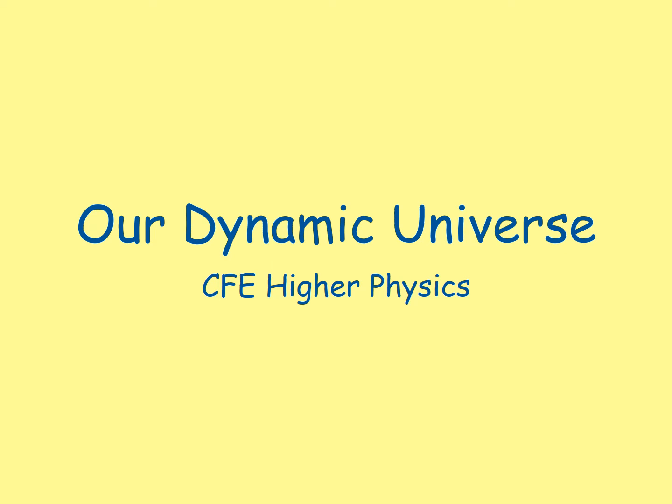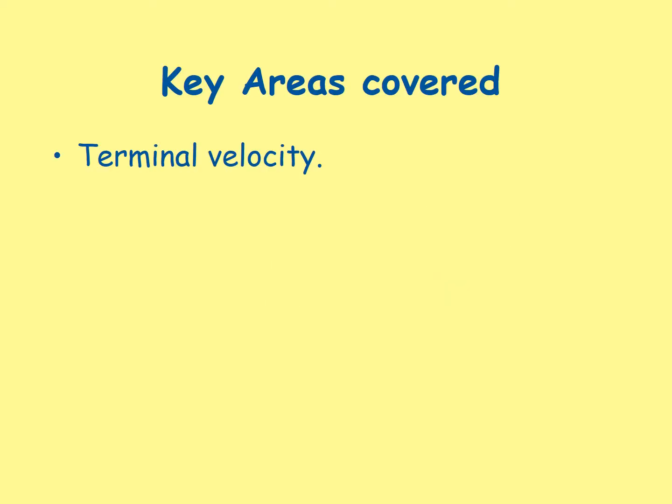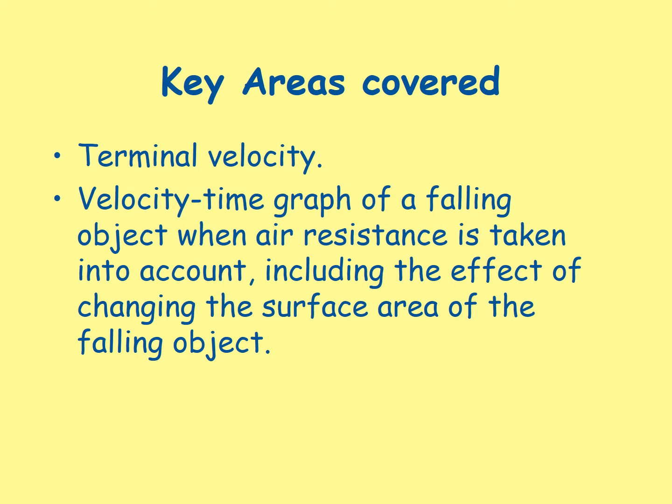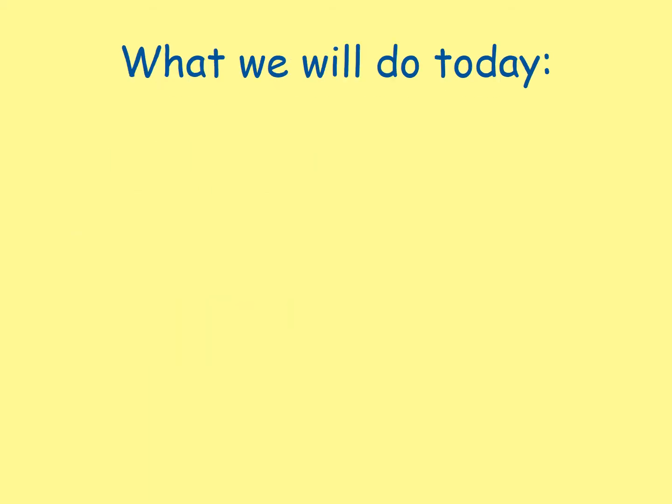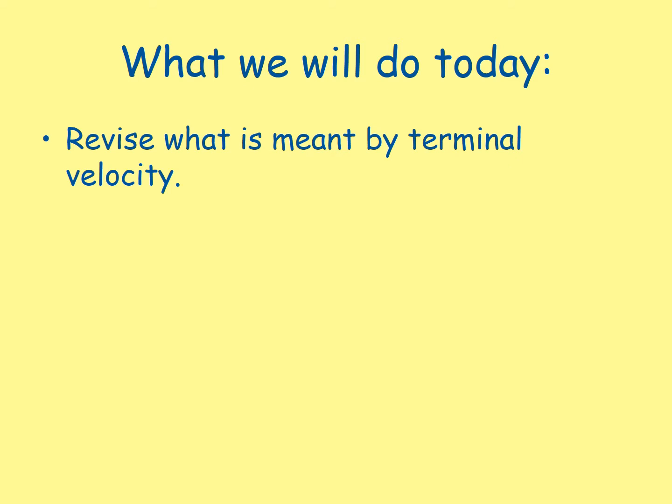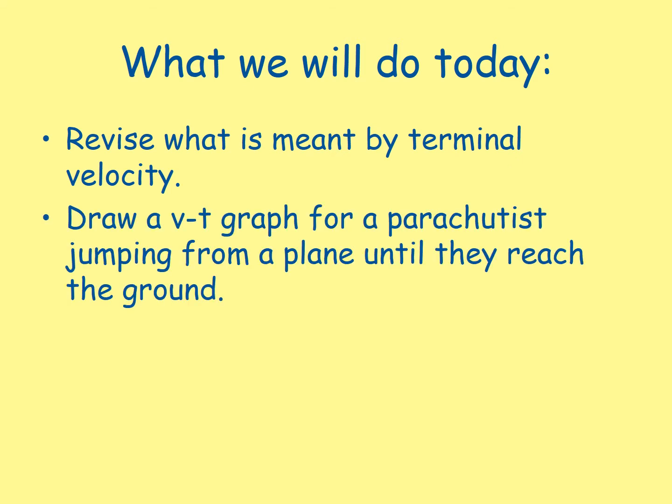Our dynamic universe. The key areas covered will be terminal velocity, velocity time graph of a falling object when air resistance is taken into account, including the effect of changing the surface area of the falling object. What we will do today is revise what is meant by terminal velocity and draw a velocity time graph for a parachutist jumping from a plane until they reach the ground.